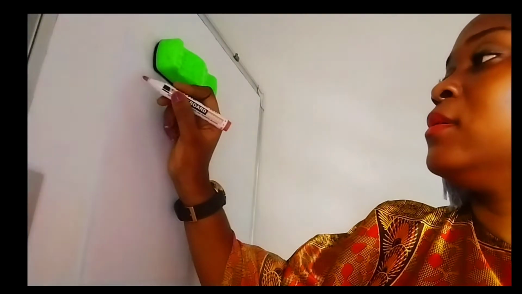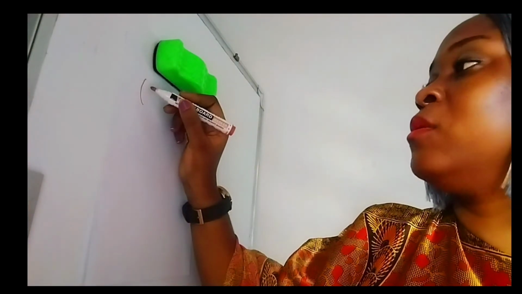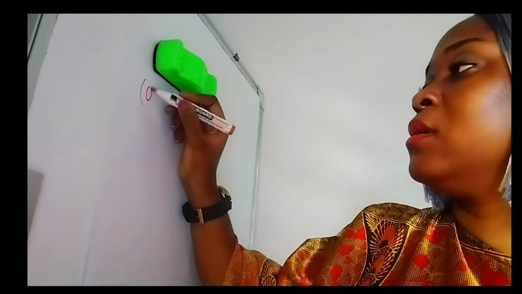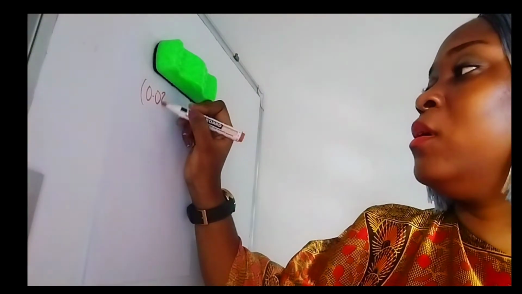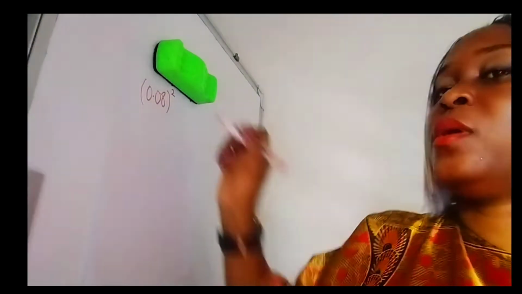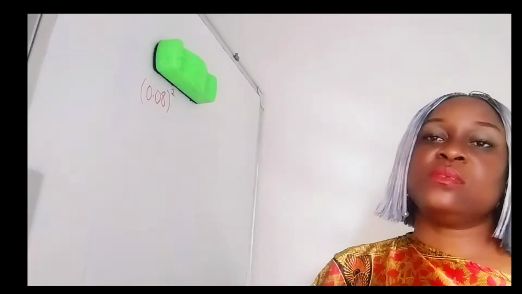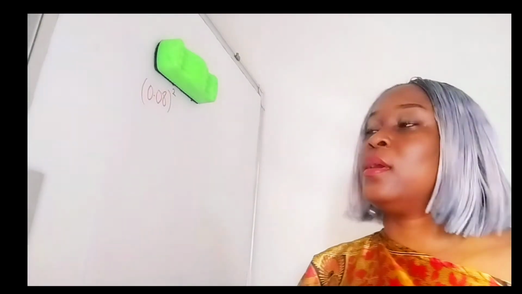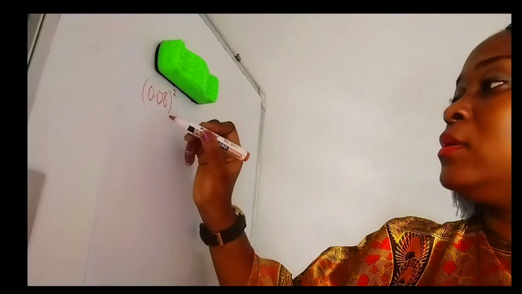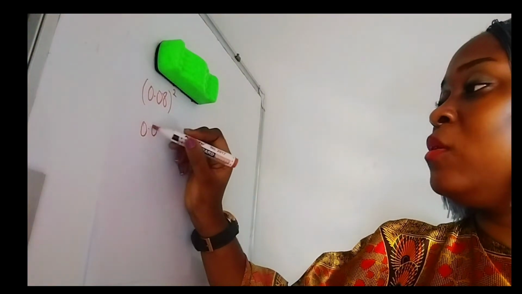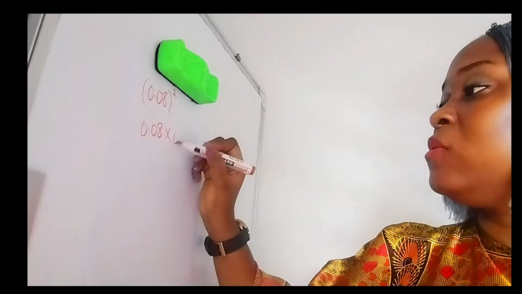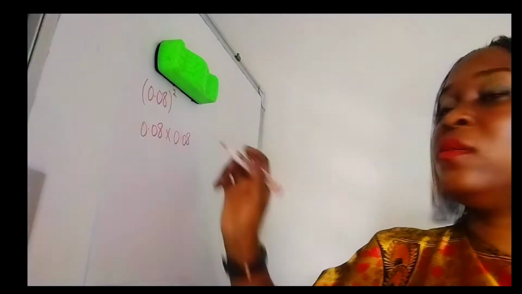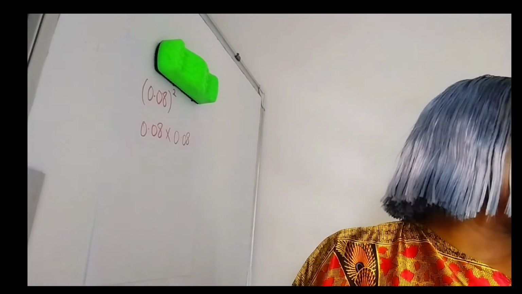Okay, calculate what? What's the function? 0.08 what? Square. Simplify 0.08 square. Okay? So that means it's 0.08 times 0.08. Do you dig that? Yes.